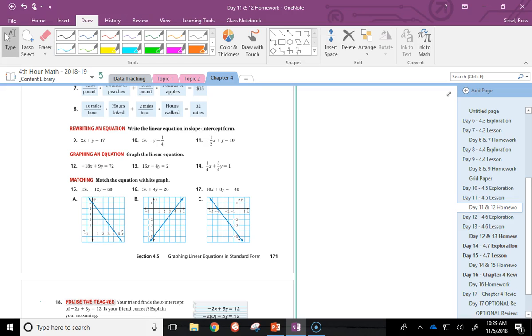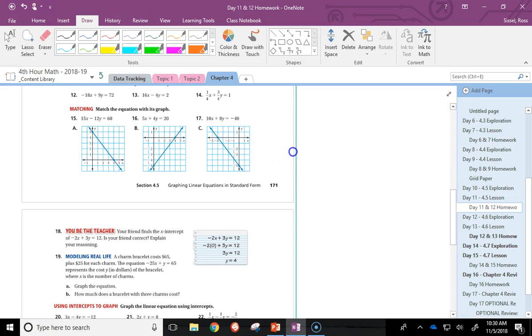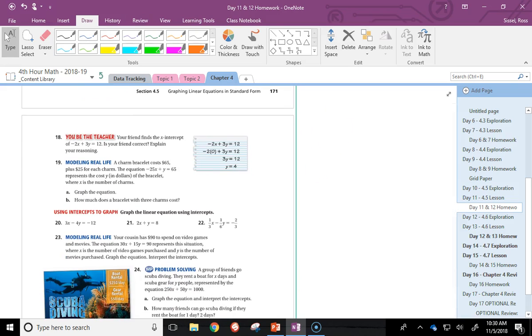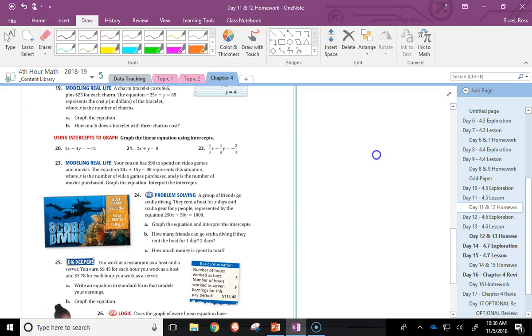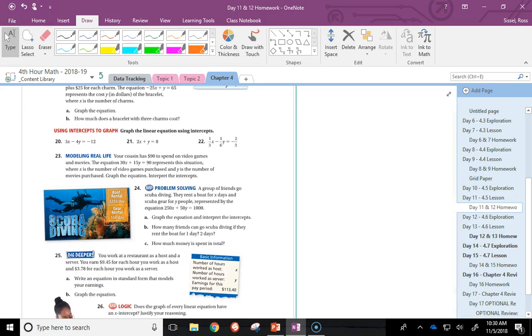On 9 through 10, all you're doing is rewriting the equation in slope-intercept form, just like we did in our warm-up. You're writing it so it's y equals mx plus b, but with the numbers. 15 through 17, I would rewrite this into slope-intercept form, and then which one matches because of slope and y-intercept. 18 is you're correcting what a mistake was, and then 20 through 22, you're going to graph, so you need grid paper, but you have to do this one using intercepts. So you have to show that work. Okay?